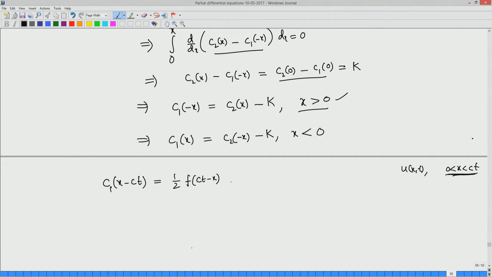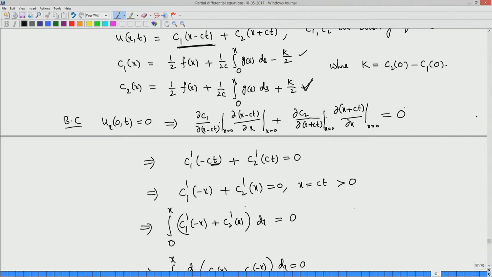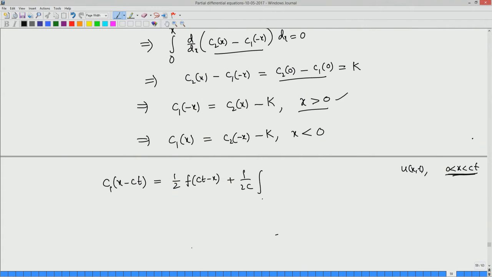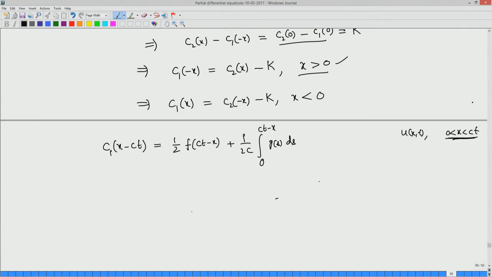F, and then plus 1 by 2c integral 0 to x of g(s) ds. Here you have to write minus x, that is C2 of minus of x minus Ct, that is Ct minus x, and you have g(s) ds. Okay. And this one, if you add with C2 of x plus Ct, which is simply half of f of x plus Ct, plus 1 by 2c integral 0 to x plus Ct of g(s) ds.